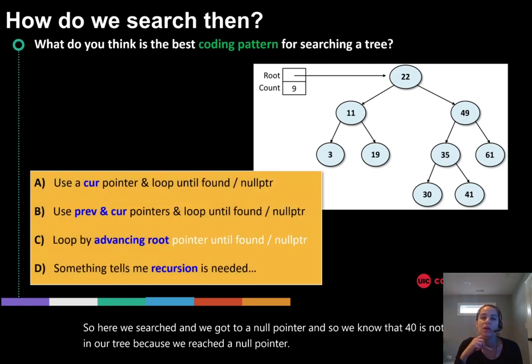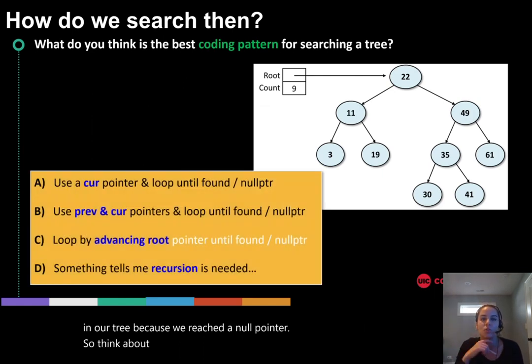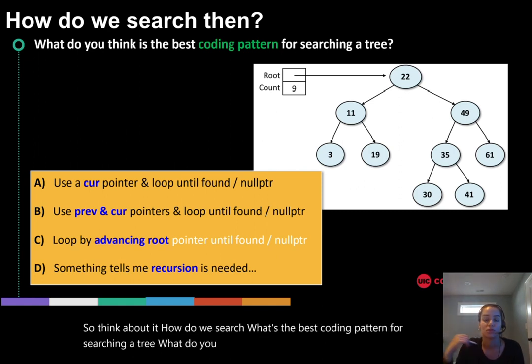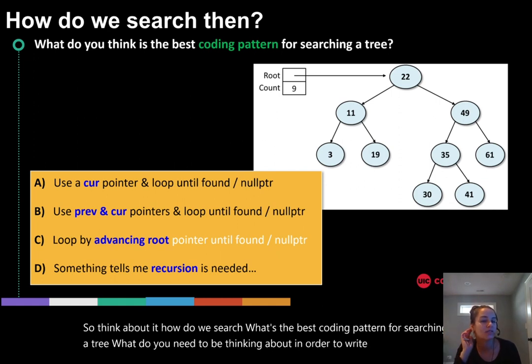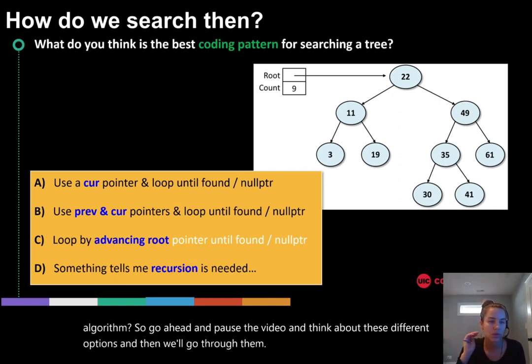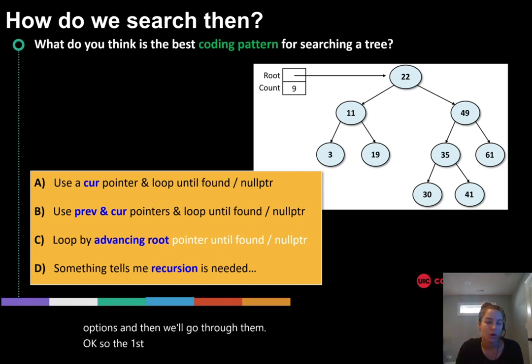So think about it. How do we search? What's the best coding pattern for searching a tree? What do you need to be thinking about in order to write this algorithm? So go ahead and pause the video and think about these different options, and then we'll go through them. Okay, so the first option is just use one pointer, loop until you either find what you're looking for or you hit a null pointer.